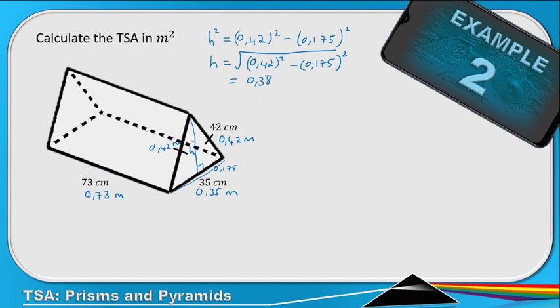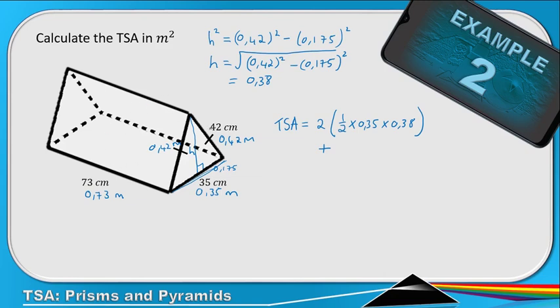Okay, now we have all the information that we need. So I'm going to say that the total surface area is 2 of those triangles, and our triangle is half times base times perpendicular height. So half times this base, 0.35, times the perpendicular height, 0.38, and then we add.